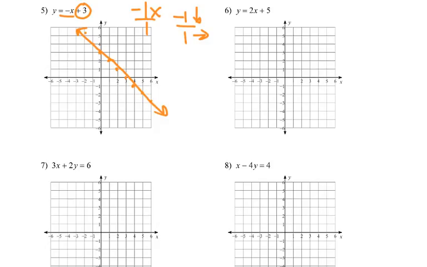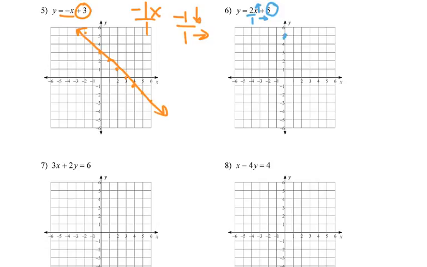Okay, number 6. y equals 2x plus 5. So to make my slope a fraction, I put a 1 under it. So that means I go to the right 1 as I go up 2. And where do I start? I start at 5, so (0, 5).